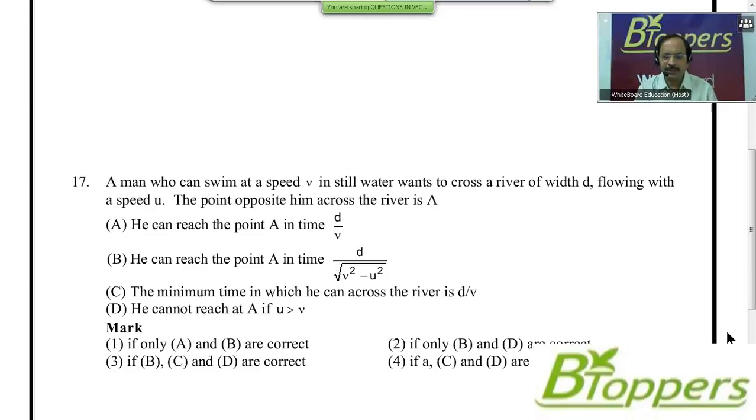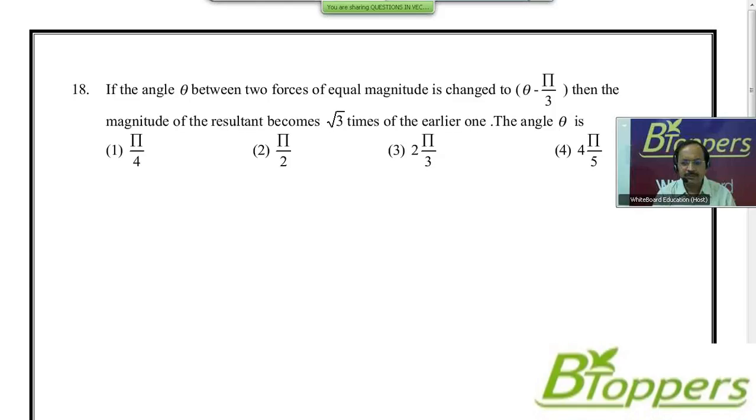In case you require more time to try the question, you can take a pause and try the question. Come on, look at the next question. See the question number 18.